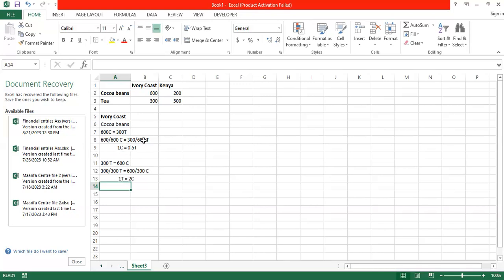So far, we are simply agreeing that it's a lot cheaper for them to produce cocoa beans. But let's now assess Kenya, right? Now you tell me, for Kenya, and I would love us to start with cocoa beans again. Let's start with cocoa beans again.